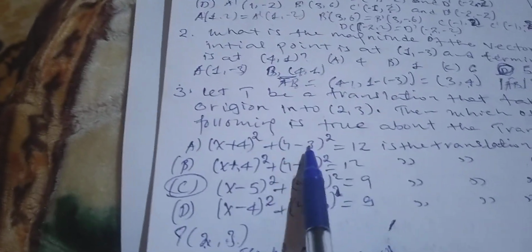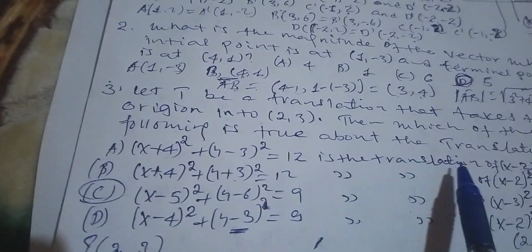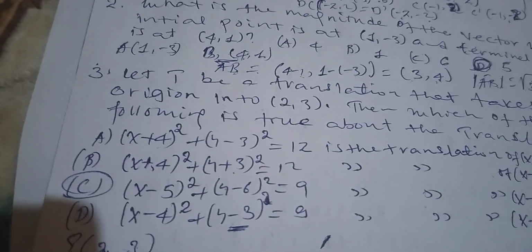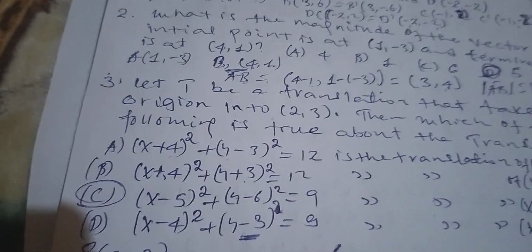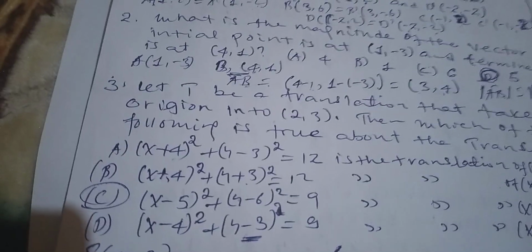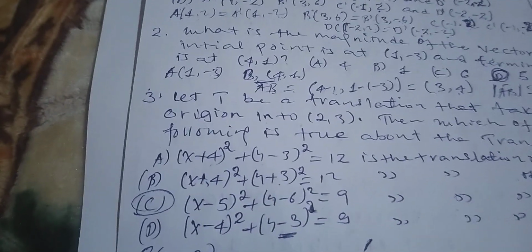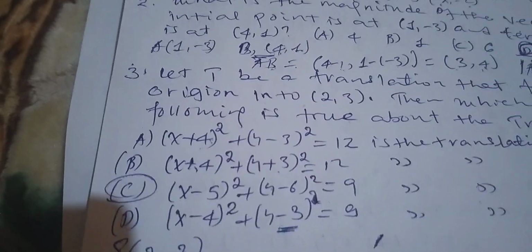So look at A. (x plus 4) whole squared plus (y minus 3) whole squared is equal to 12, as the translation of (x minus 2) whole squared plus (y plus 6) whole squared. Look, from this, the center is (2, -6). So the x coordinate is 2, and 2 plus 2 is 4. So the image will be x minus 4, but this one is x plus 4. So A is false.